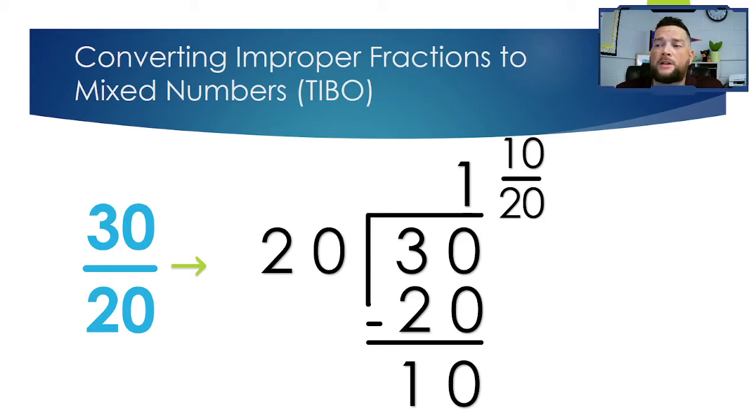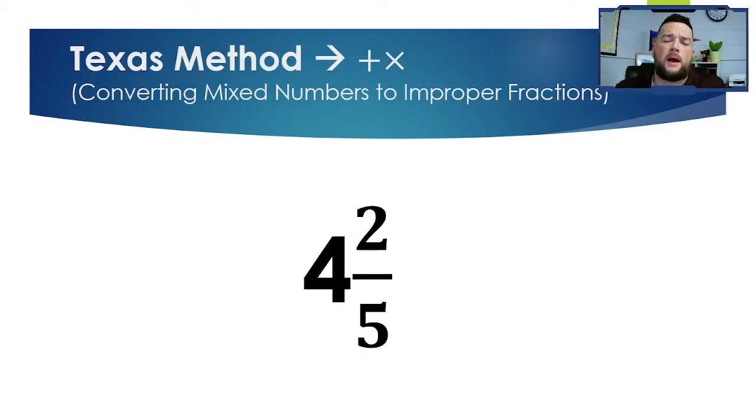Converting improper fractions to mixed numbers is as easy as dividing the numerator by the denominator. And then when you have a remainder, we can make that our new numerator of a new fraction and keep the divisor as our new denominator, the same denominator. All right, now let's go the other way. We've got a mixed number that we need to turn into an improper fraction.